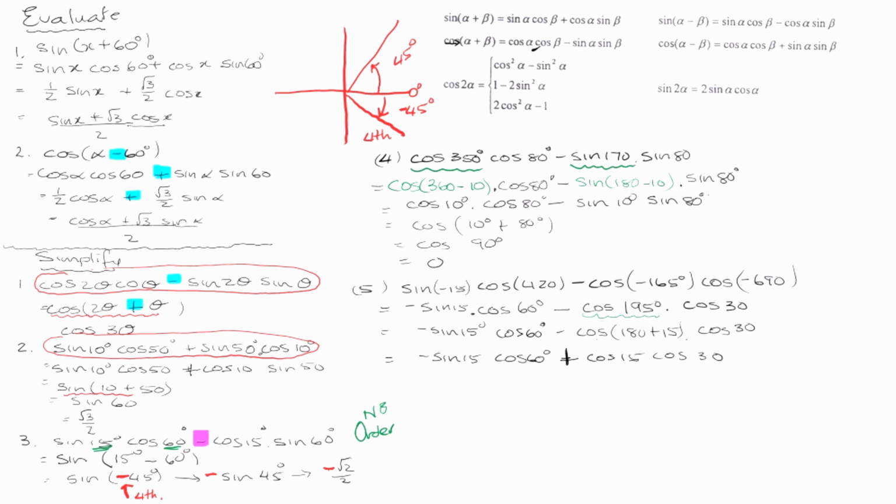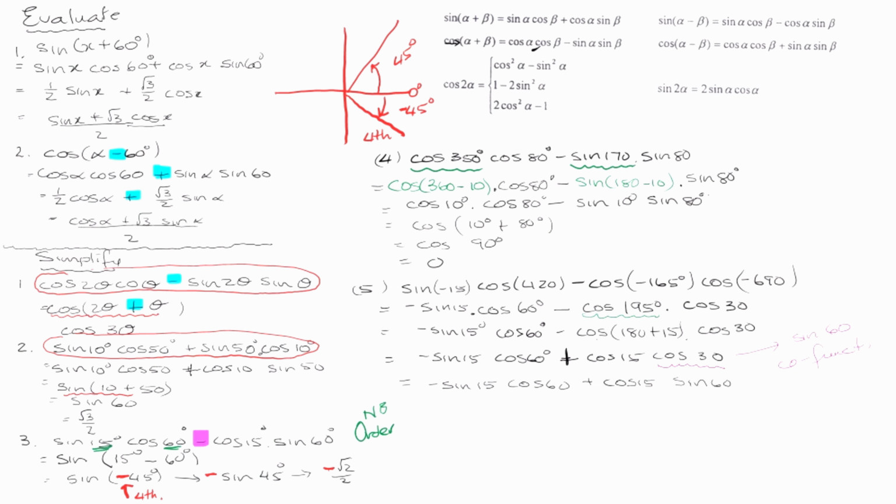Right, we do not have a formula that goes sine cos, cos cos. We have sine cos, cos sine. So I'm going to take this cos of 30 and I'm going to change cos of 30 into sine of 60 using co-functions. Right, so that's going to give us negative sine of 15 cos of 60 plus cos of 15 sine of 60.